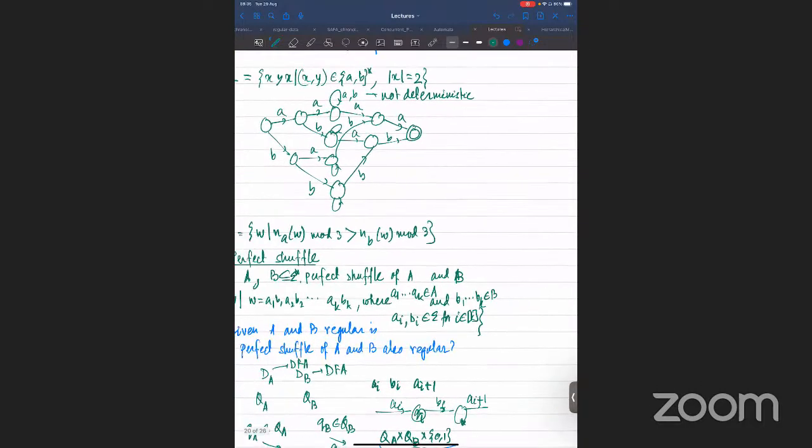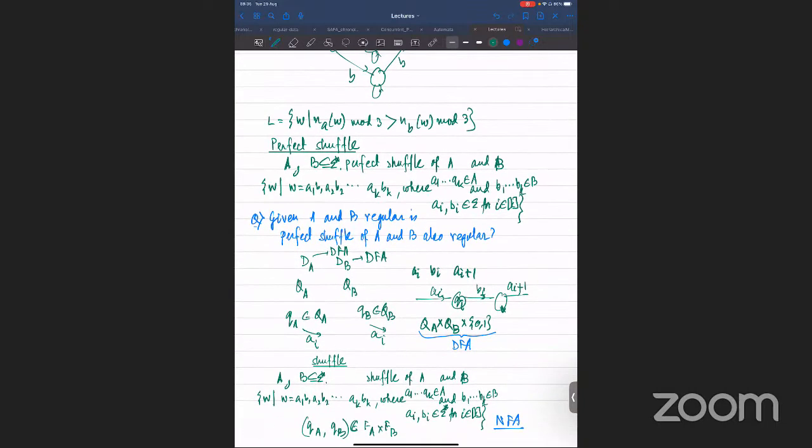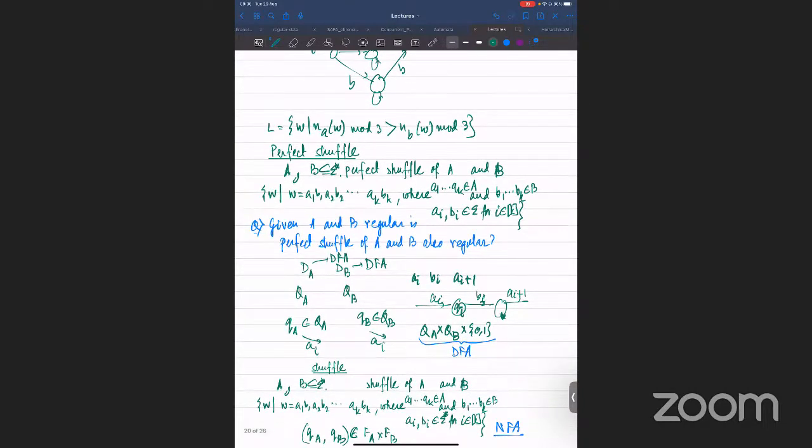Right. So we have it here. So this is the definition of perfect shuffle. We were given two languages, A and B. And we first defined perfect shuffle. So what is the idea of perfect shuffle?